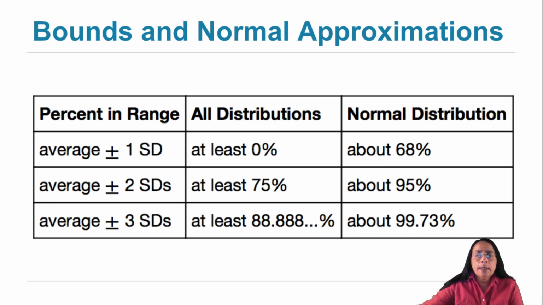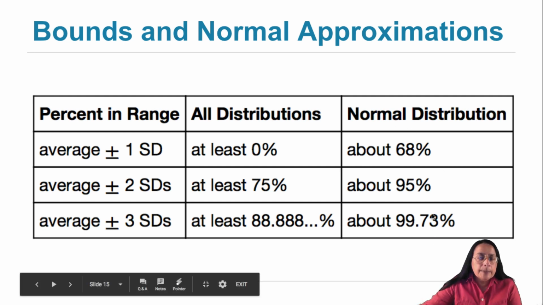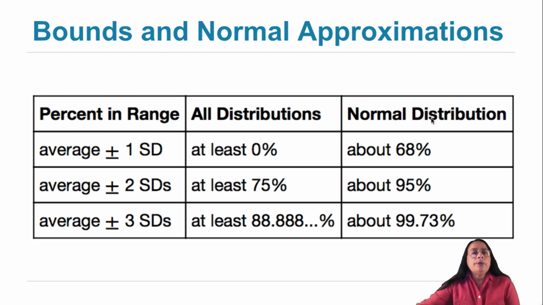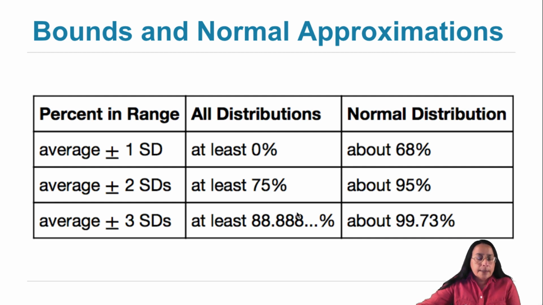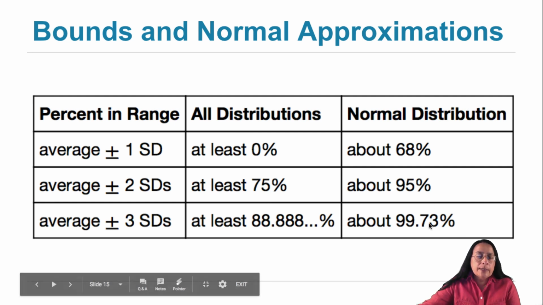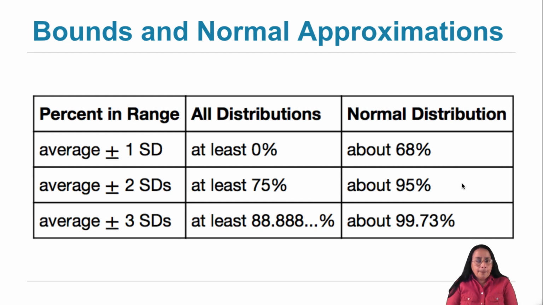Note a couple of facts. These values here, these percents, are approximations, very, very good approximations. But they only apply when the distribution is normal. In general, all we can do are bounds. These approximations are consistent with the bounds. This number, 99.73, is indeed at least 88.888%. 95% is indeed at least 75%. But we're just much sharper.